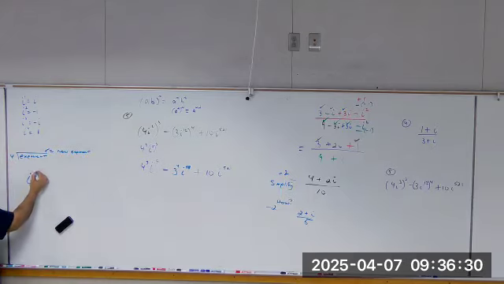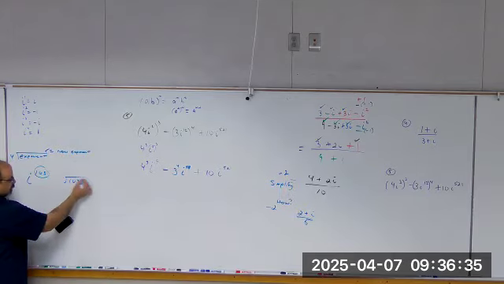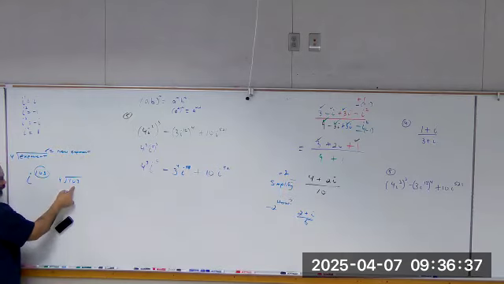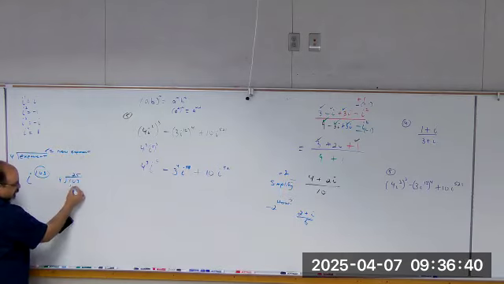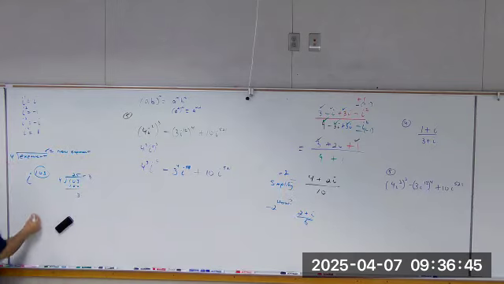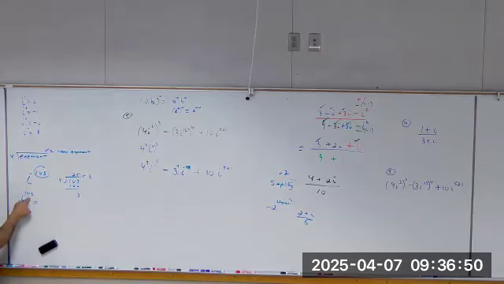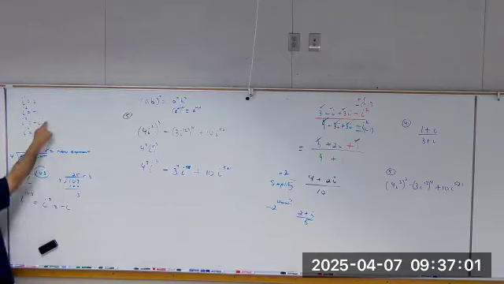So if I had an I to the 103, I take the 103, I divide by 4. 4 goes into 103, 25 times even, I get 100, with a remainder of 3. The remainder is my new exponent. I to the 103 is the same as I to the third. I can rewrite this as an I to the third, and I to the third is negative I. That's how you simplify.